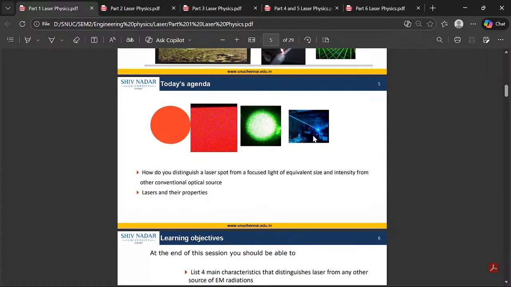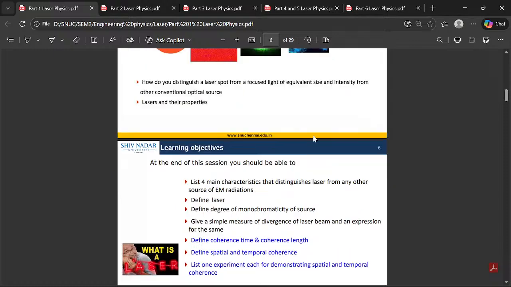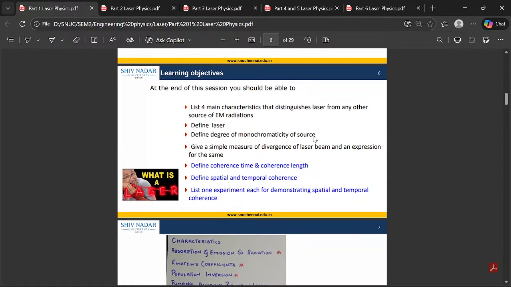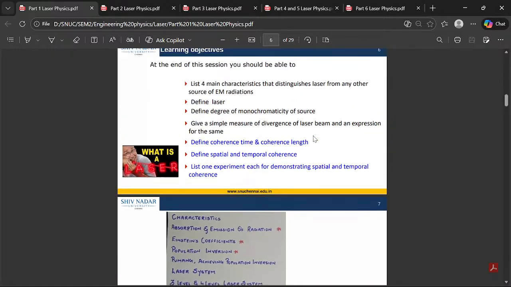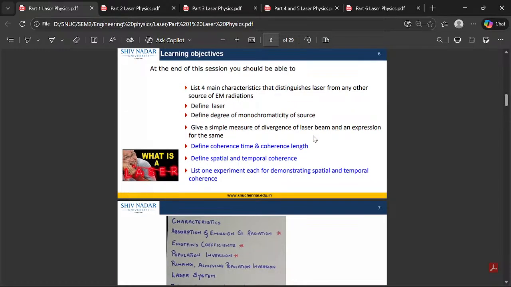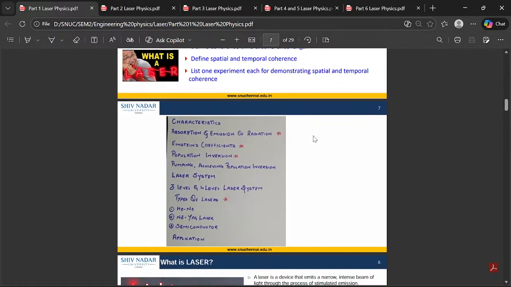So what's essentially a laser? The full form of it is light amplification by stimulated emission of radiation. So this pretty much gives the idea of what laser is. First, let's see the characteristics of the laser. It has high coherence, directionality, polarity and stuff like that.